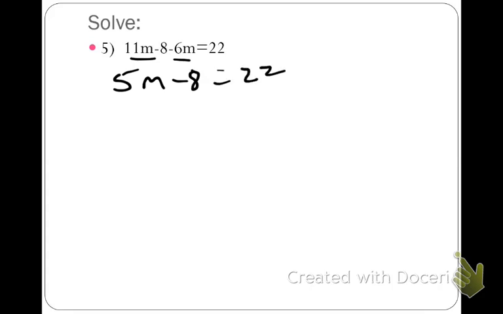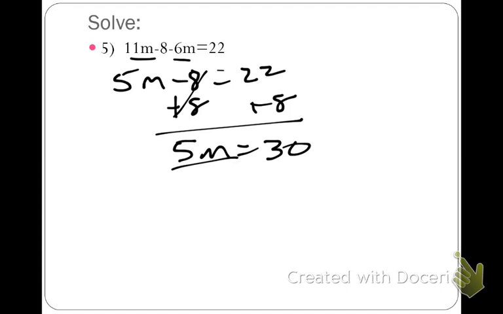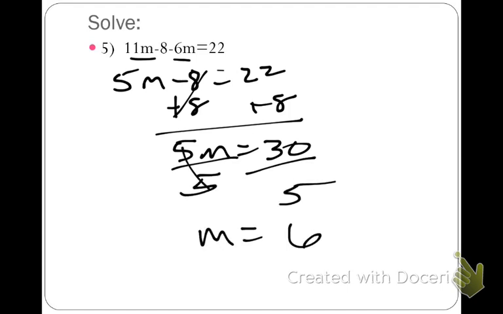Now you're in your two-step equation situation. You got to undo your subtraction or addition first. Then undo your multiplication. Okay? So m is 6. All right? I'm ready. Questions, issues, concerns?